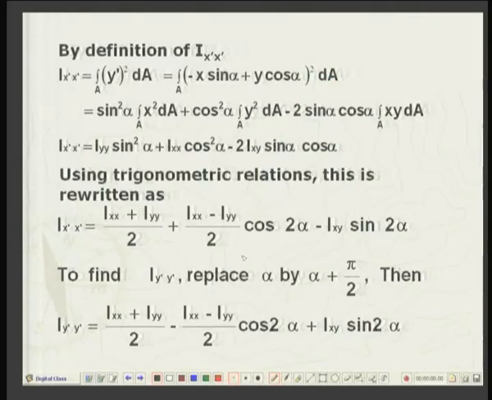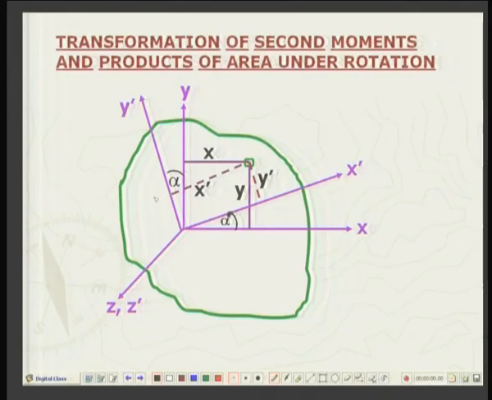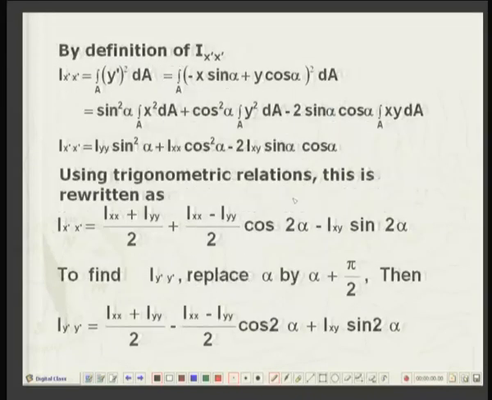Either I go through the same expressions, take the squares and simplify, or there is an alternate, quicker method. That is, if I replace alpha by alpha plus 90 degrees, you can see from the figure that this y dash will make an angle of alpha plus 90 degrees with the old x axis. So, if I substitute alpha by alpha plus pi by 2, then the relationship is very quickly obtained.